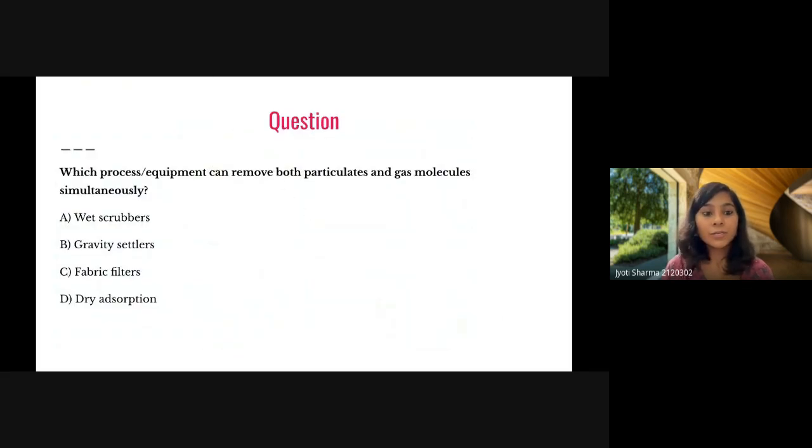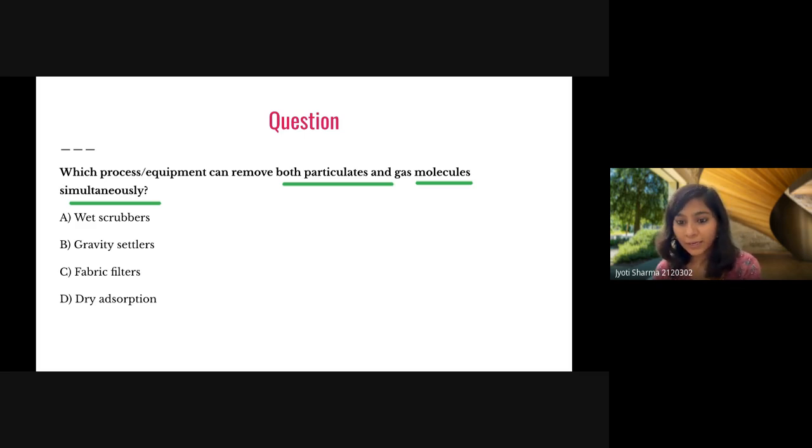Okay, so the next question is, which process equipment can remove both particulate and gas molecules simultaneously? And we have four options here: wet scrubbers, gravity settler, fabric filter, dry adsorption. What do you think? What kind of technique do we have that can remove both? Priscilla gave me A and Venkateshwara gave me C, but I'm agreeing with A right now. So this is the wet scrubber.